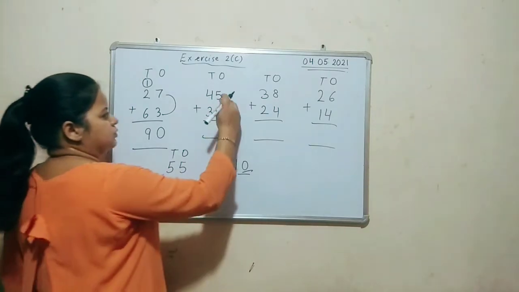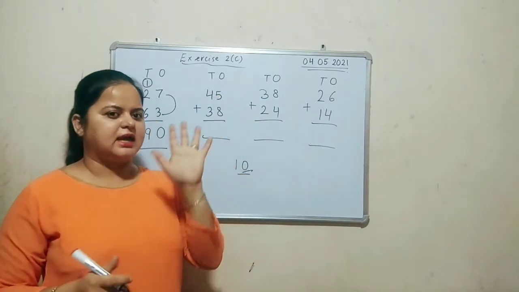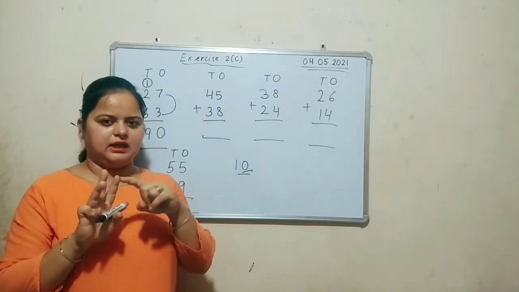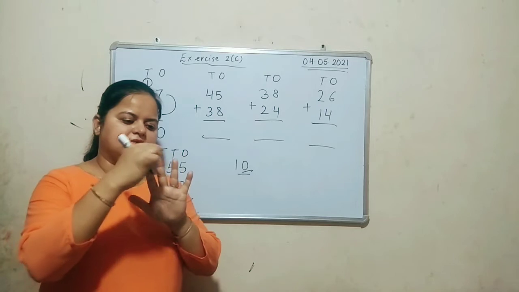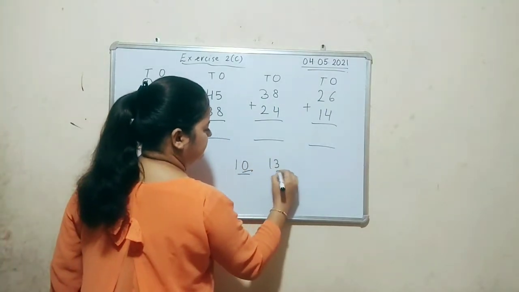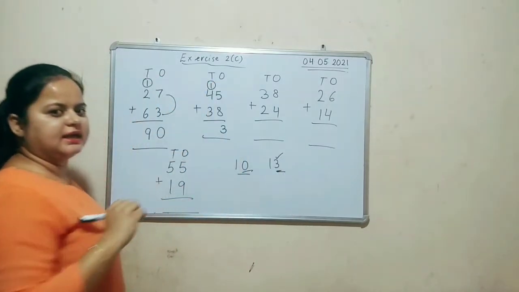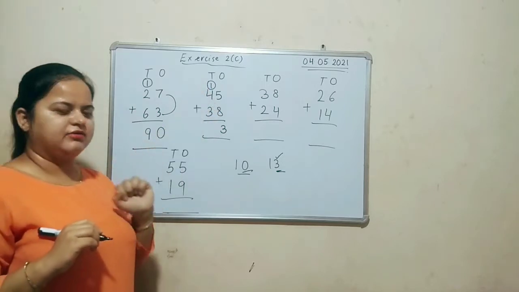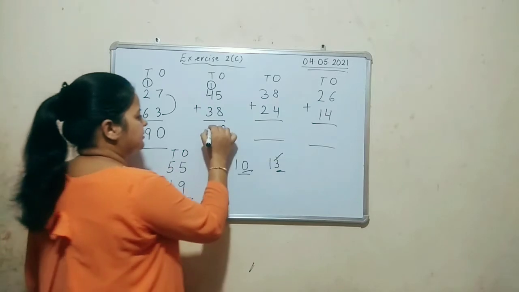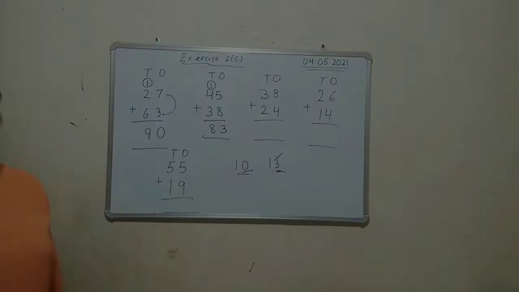Okay, so now add 5 and 8. Keep 5 in our mind and 8 on fingers. 5, 6, 7, 8, 9, 10, 11, 12, 13. 13. So we will write 3 and 1 will go here as a carry. 4 and 1, 5. 5 and 3, 6, 7, 8. 5 and 3, 8. So the answer is 83.